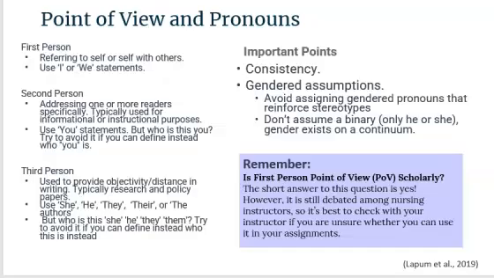Point of view and pronouns. Papers can be written in first person, second person, or third person. It depends on the type of assignment that you're completing as to if you're using first, second, or third person. So it's important to make sure that you read the assignment instructions carefully and clarify with your professor if you're not sure about which point of view and which pronouns to use.